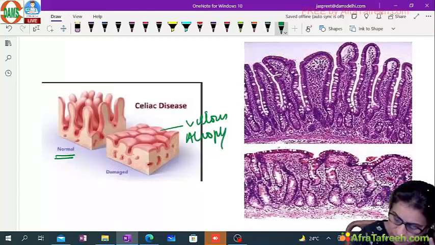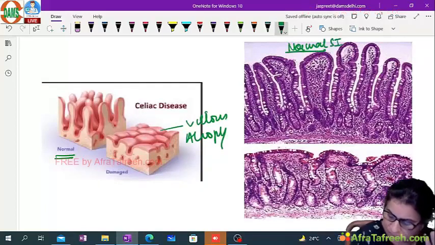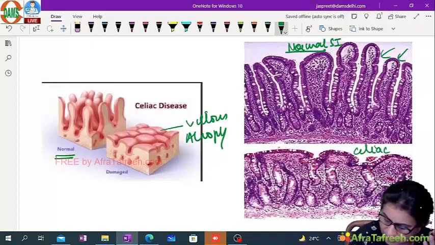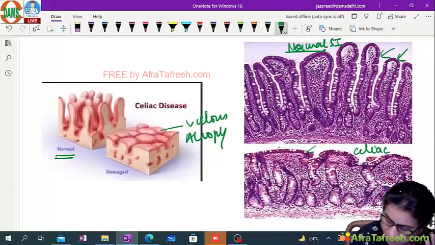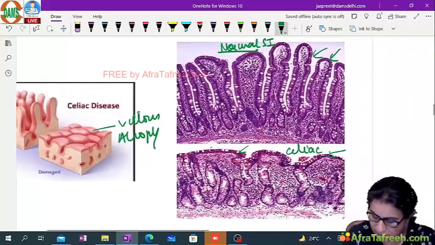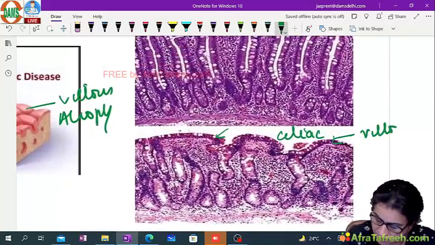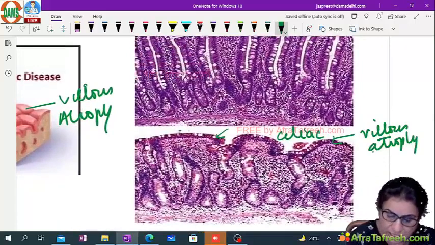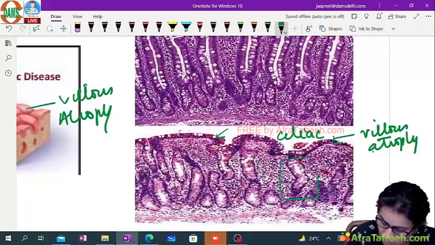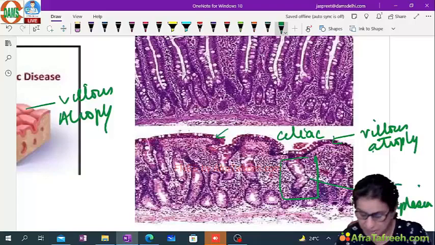This is the normal small intestine. You can see these beautiful villi, and now this is celiac disease, where there is villus atrophy. So what you are seeing in this picture is villus atrophy, and second, look at this, this is crypt hyperplasia. So there is villus atrophy and there is crypt hyperplasia here.